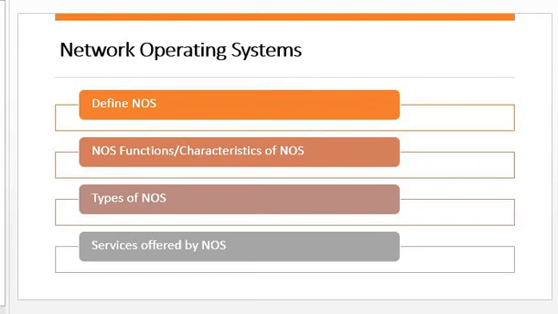So we are going to define what a network operating system is. We look at its functions and characteristics. We look at the various types of network operating systems that are there and the services that are offered by network operating systems.